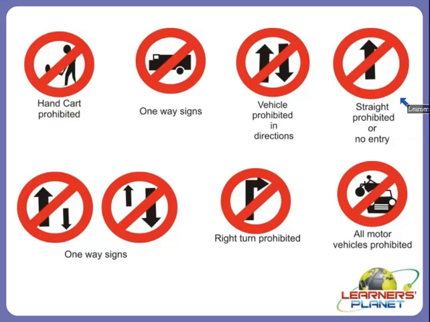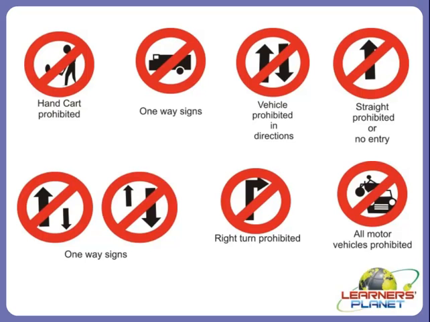Then this sign shows straight prohibited or no entry, which means if you see this sign, do not enter that kind of road, right? Then this is the one-way sign. Then this shows right turn prohibited, which means you do not have to turn to the right hand side. You can turn to the left hand side or you can turn back. Then all motor vehicles prohibited, which means here only persons can walk, but no vehicles should be allowed over here.